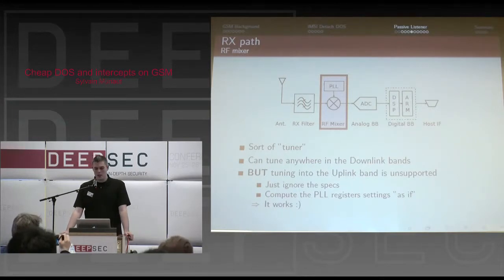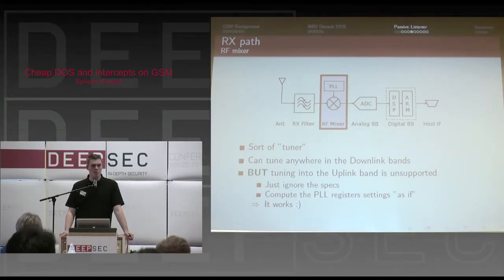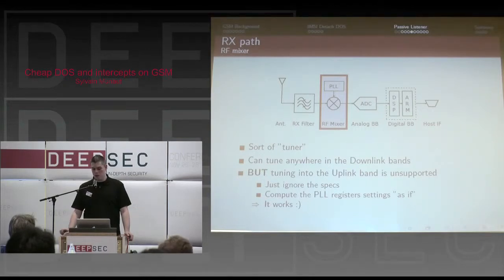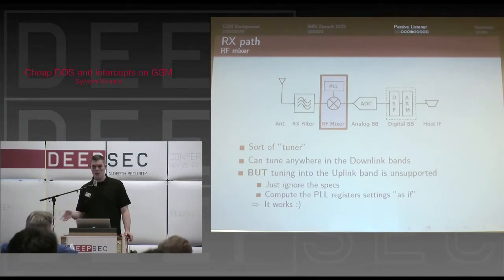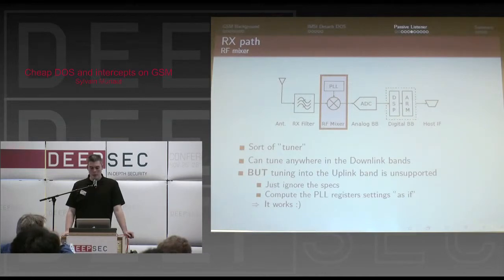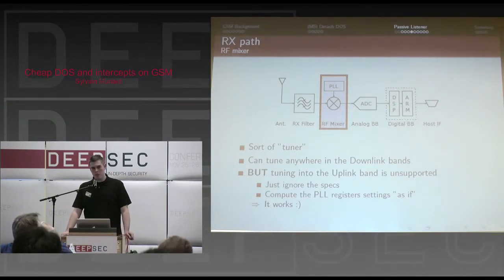Just after that, you find the mixer. The mixer is basically the tuner of the phone. It can obviously tune anywhere in any downlink band that the phone supports. Actually even more than what the phone supports, because the chipset itself supports like 850, 900, 1800 and 1900, even if officially it only supports like two, the tuner will actually support all the bands. But it obviously doesn't support tuning into the uplink because a real phone never has to do that. That was kind of a problem.